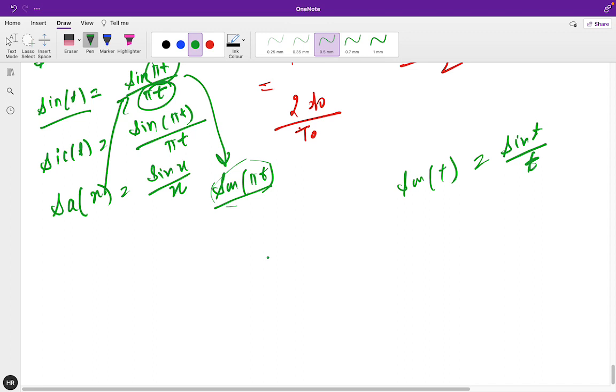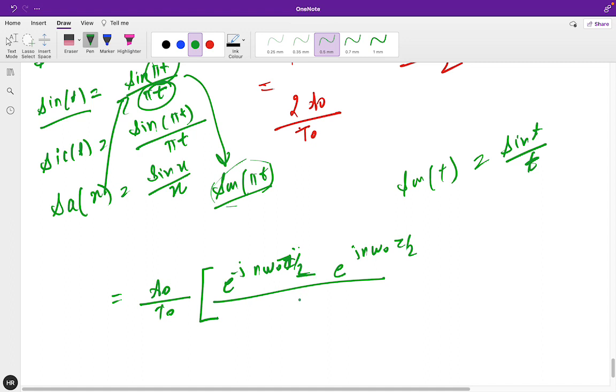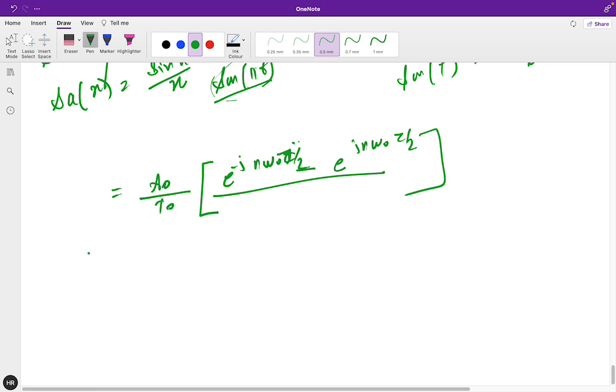See, so we are getting the function like this: a naught divided by t naught, e power minus j n omega naught t, minus e power j n omega naught tau by 2. Here tau by 2, here also tau by 2. We derived the equation like this: a naught divided by minus j n omega naught t naught, and this we are getting sine n omega naught tau by 2.